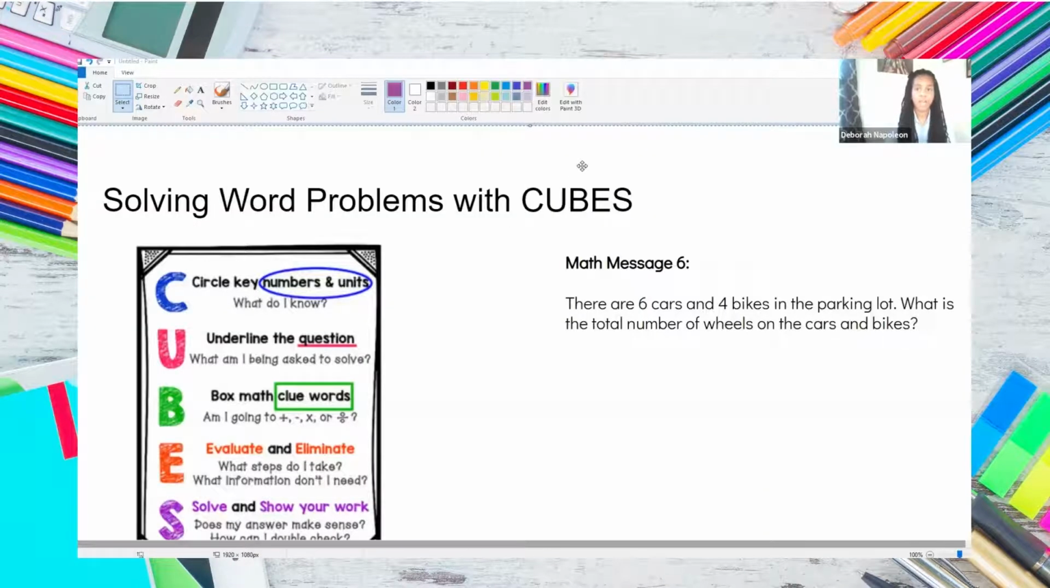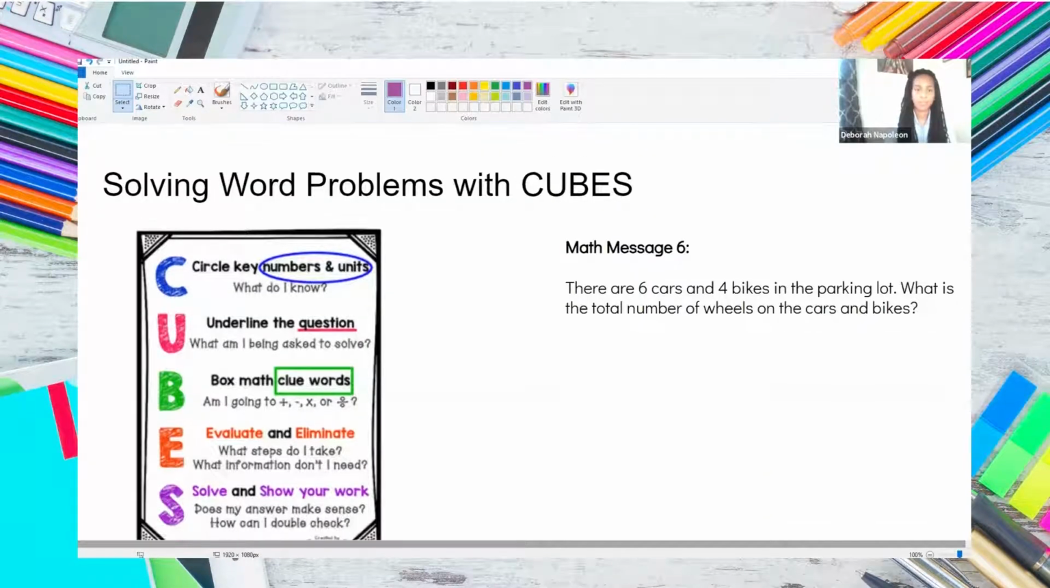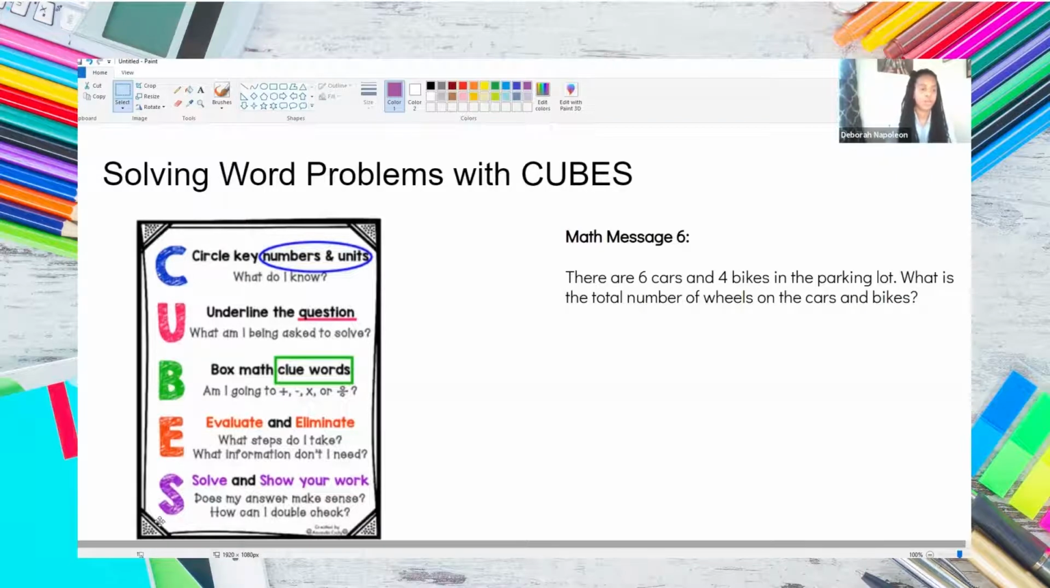In word problems, the CUBES strategy: the C stands for circle numbers and units. The U stands for underline the question. The B stands for box up math clues. Math clues or math keywords are words that hint to the operation. Do I need to add, subtract, multiply, or divide?